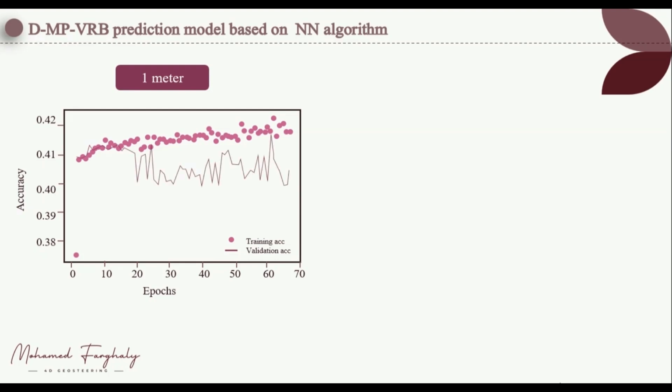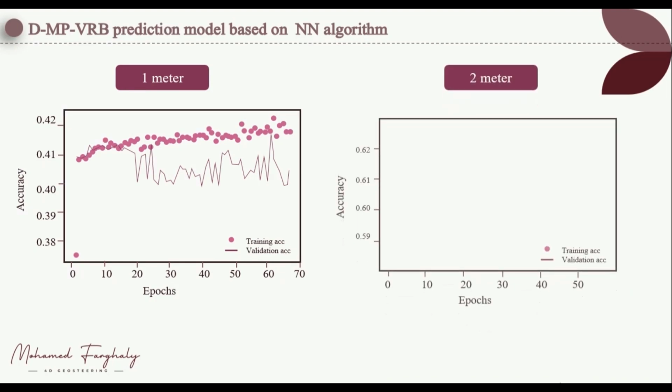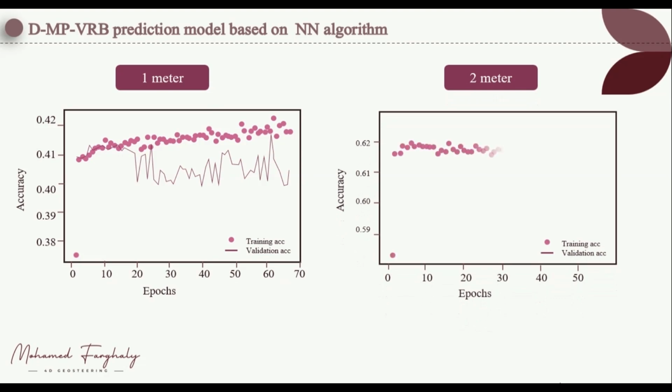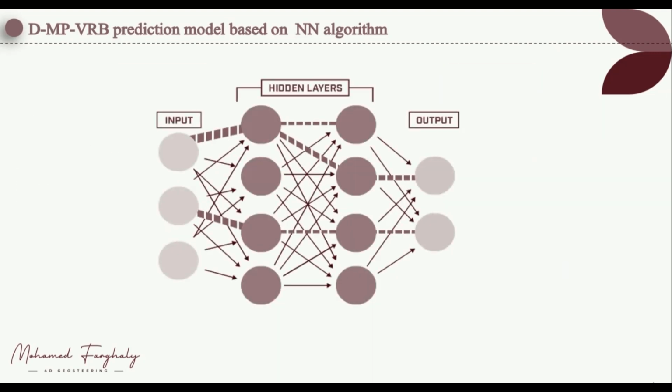Target category model training process. After over 15 iterations, obvious overfitting occurs. For 2 meters category, the training set accuracy equals 62.07 and verification set accuracy equals 62.21. Finally, choosing sigmoid for the input layer, LeakyReLU for the hidden layer, and softmax for the output layer.